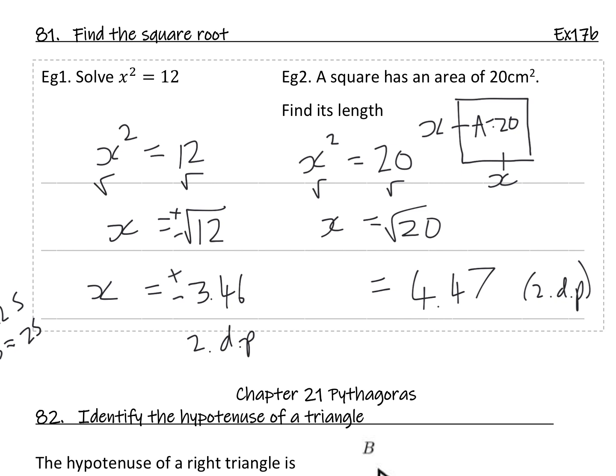Now, why have I mentioned having a plus and a minus and then just not bothered here? Well, sometimes if you've got a context to a question, the negative doesn't make sense, so we don't include it. You're not going to have a negative length for the side of a square, so it's only going to be the positive.